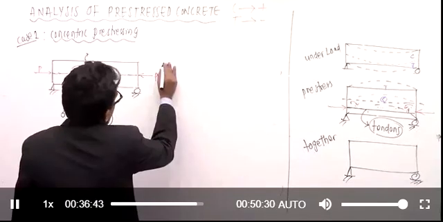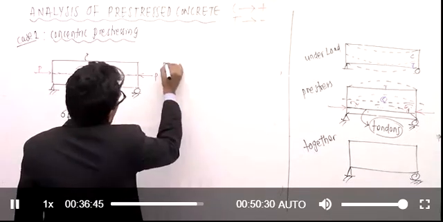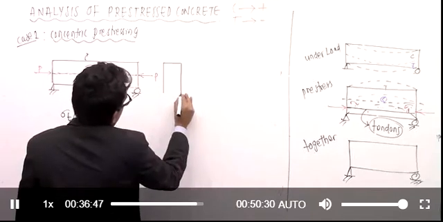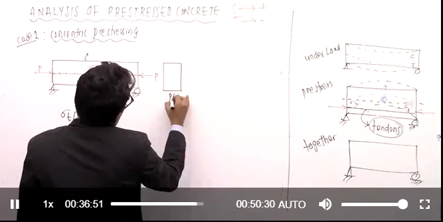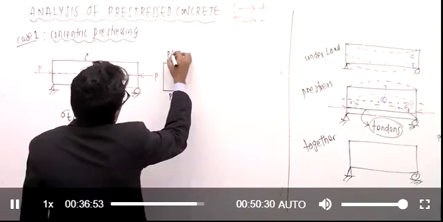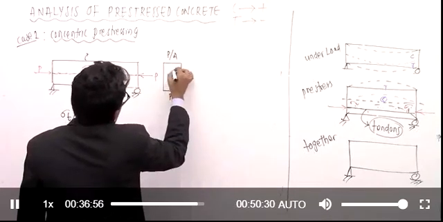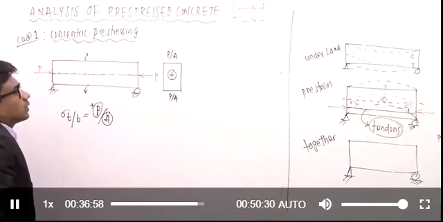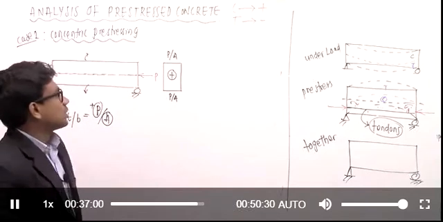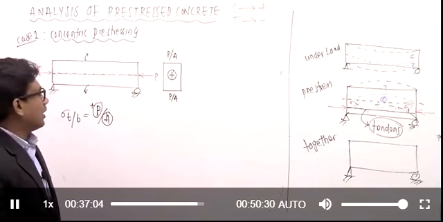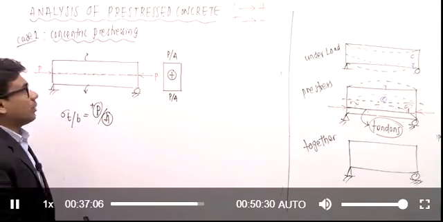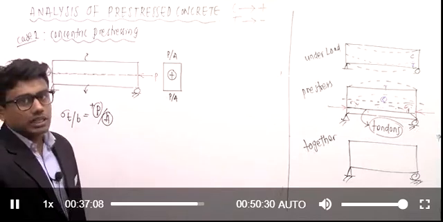Here, if you draw the stress block, you will be having the stress block like this. The stress will be uniform throughout, will be P by A, and here also the top fiber it is P by A, and it is positive. Then this will be the stress diagram, P by A. I am not applying the load. No load is there. If load is also coming, then the effect of that should also be considered.